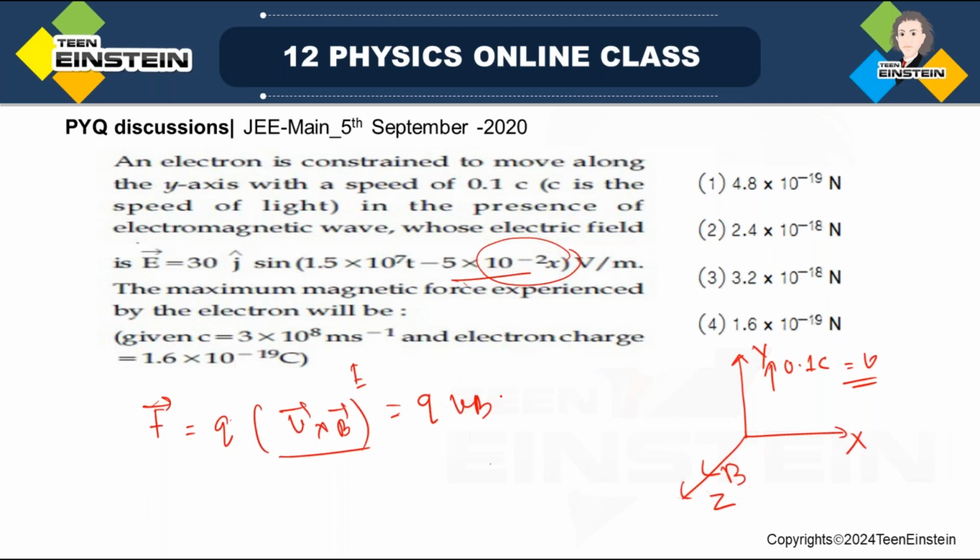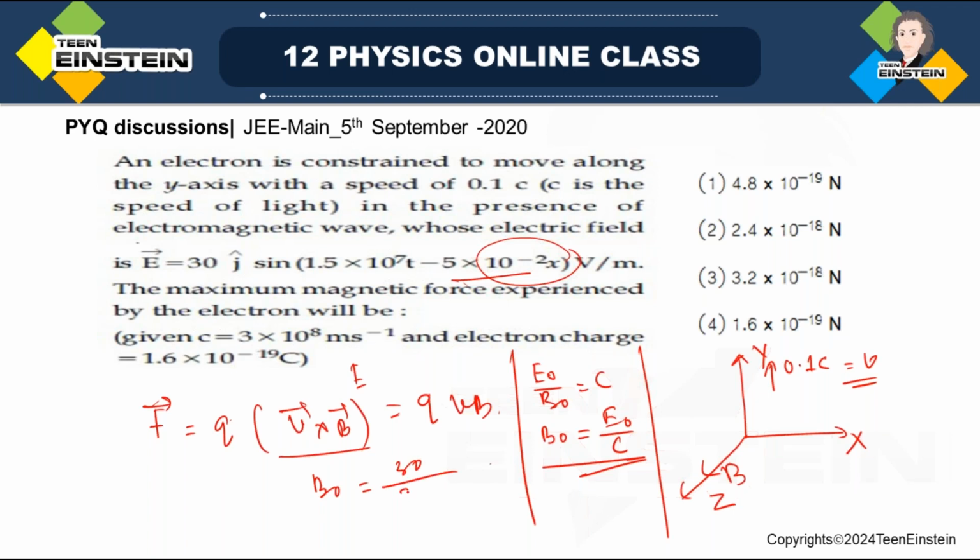What is B? Here I have to find out the amplitude of B. We know there is a relationship: E0 by B0 is equal to C, right? Then B0 will be E0 by C. So E0 by C means how much? So what is B0 then? B0, the magnitude of the magnetic field.